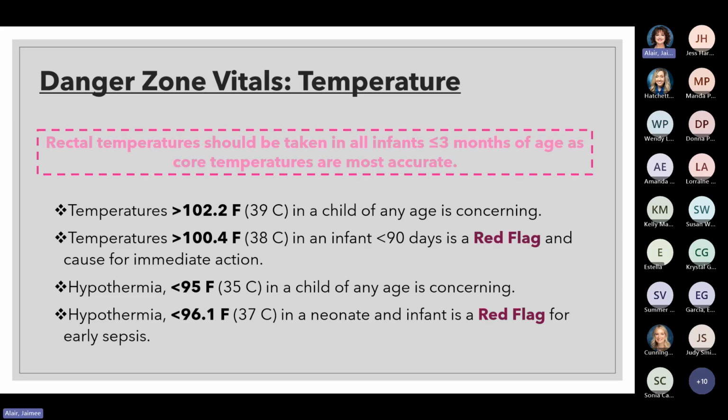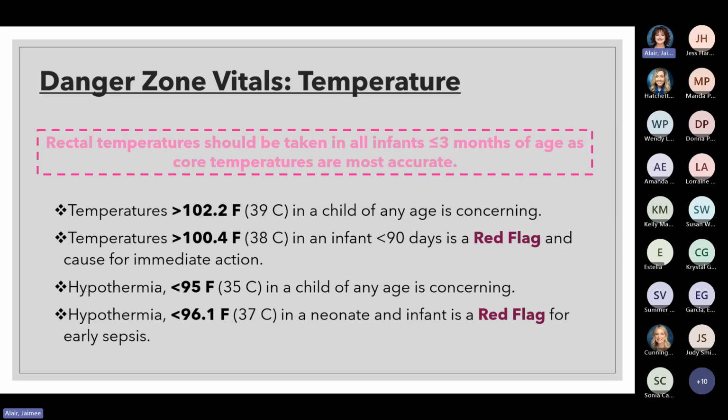In these kiddos, we kind of have some danger zone vital signs. So in our facility, we have it in policy that all patients 3 months or less have to have a rectal temperature, as the core temperature is the most accurate. All the rest of our patients get tympanic temperatures. We do have temporal thermometers, but that's reserved for the kids that don't have anything related to fever. So like you fall and break your arm, you get a temporal. Everything else is tympanic. So a temperature greater than 102.2 in any age of child is concerning.